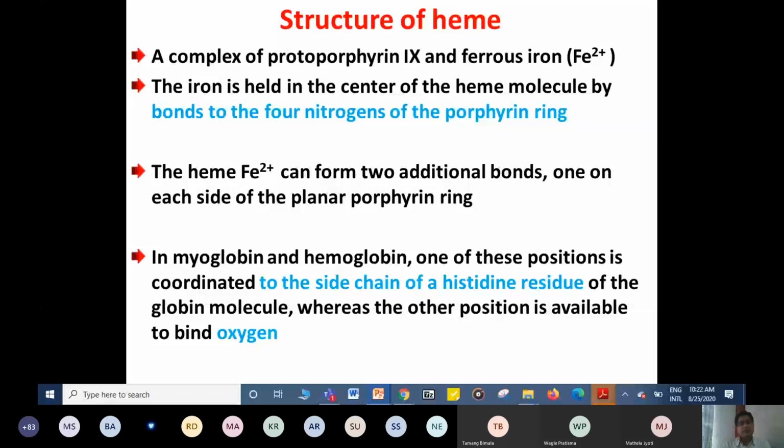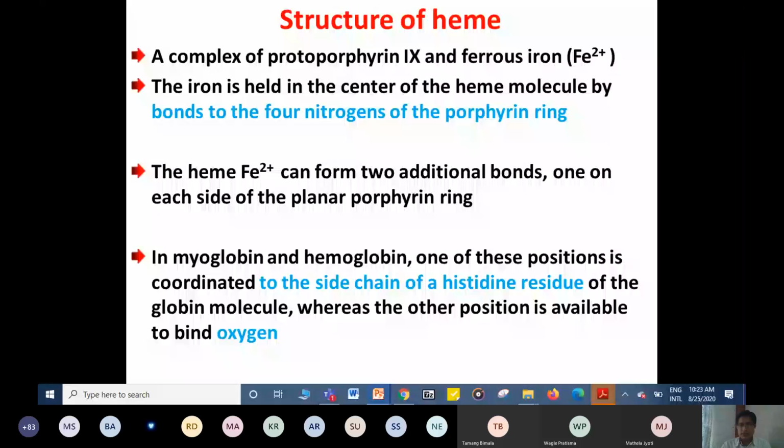We're talking about hemoglobin and myoglobin. Hemoglobin and myoglobin are heme proteins. They consist of heme as the prosthetic group, and the heme contains a porphyrin ring with iron in the center, and that iron binds with the 4 nitrogens of the pyrrole rings. In addition to binding with 4 nitrogens, this iron can bind with 2 other valencies. Among them, one of these positions is coordinated to the side chain of a histidine residue, which is one of the residues of the globin chain itself, whereas the other position is available to bind to oxygen. Okay, this is the place where oxygen is bound.